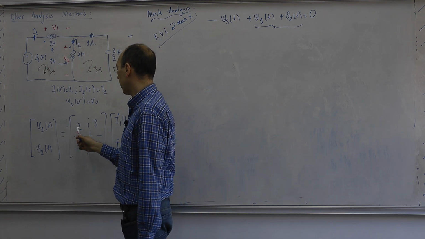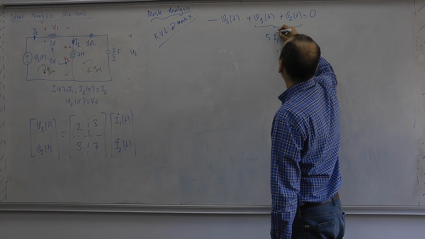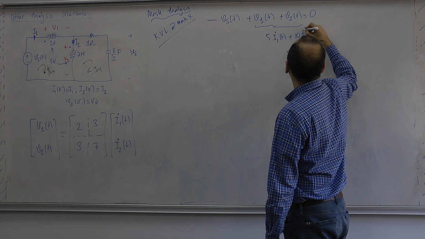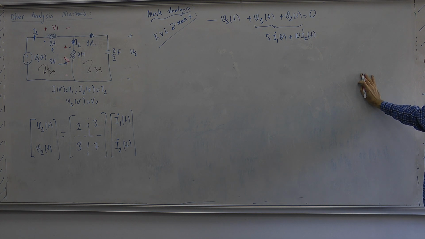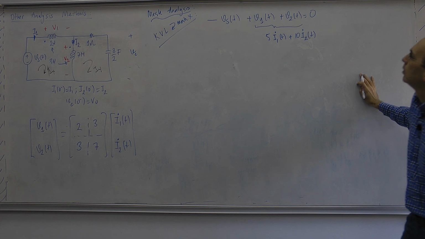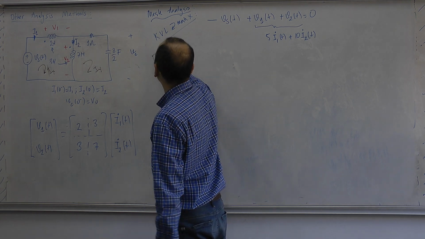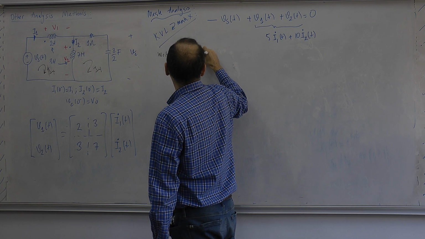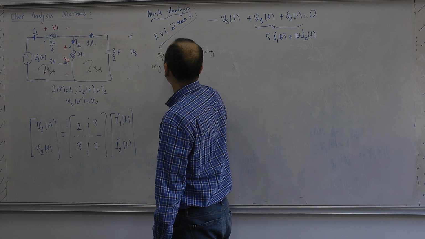So if I multiply it, I have 5 I1 dot plus 10 I2 dot of t. Okay, that's V1 plus V2, which is good. But what is the goal of mesh analysis? The goal of mesh analysis, let's repeat this, is writing equations involving only mesh currents.